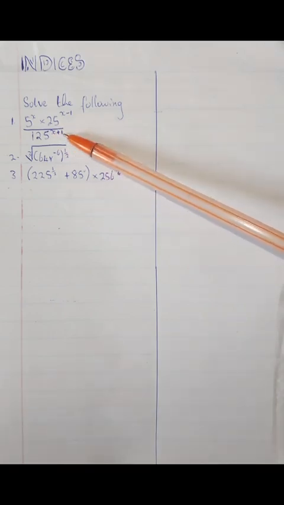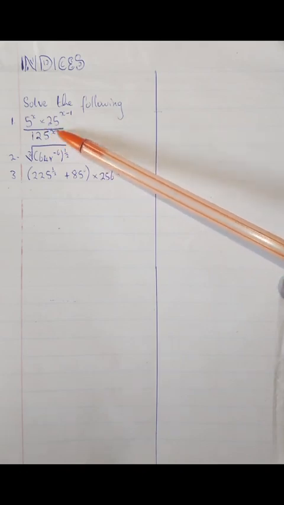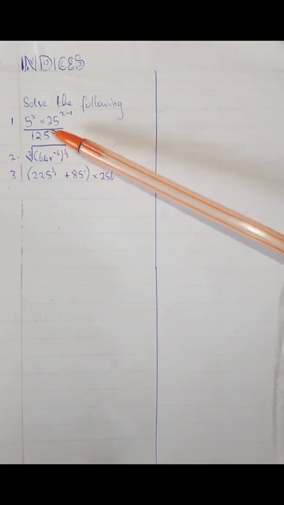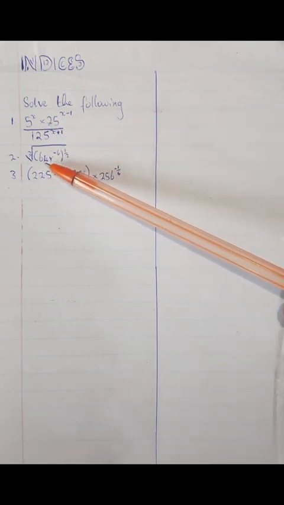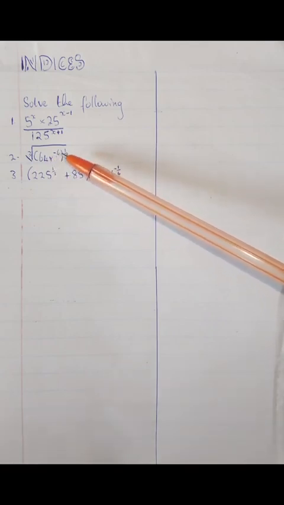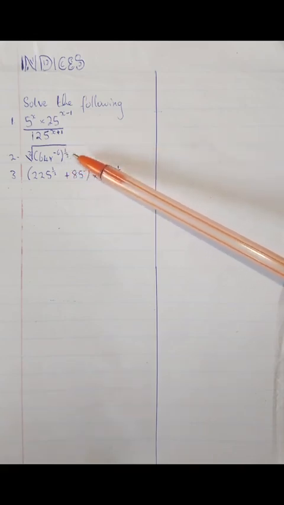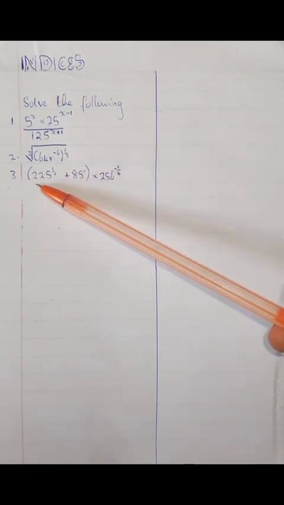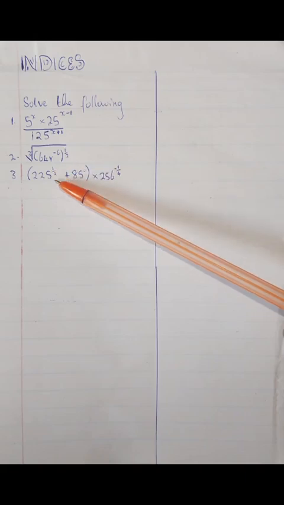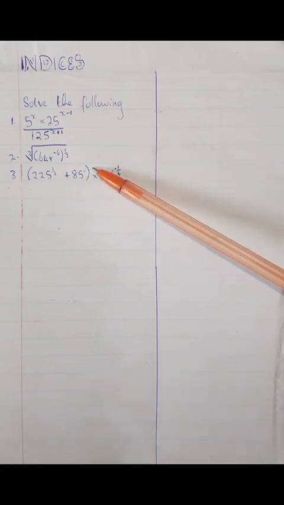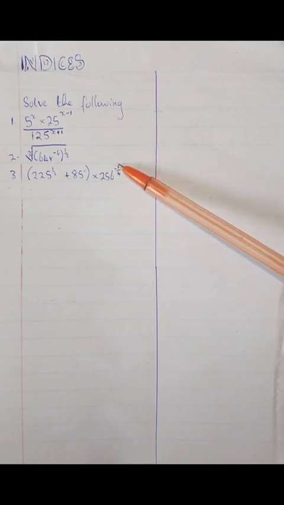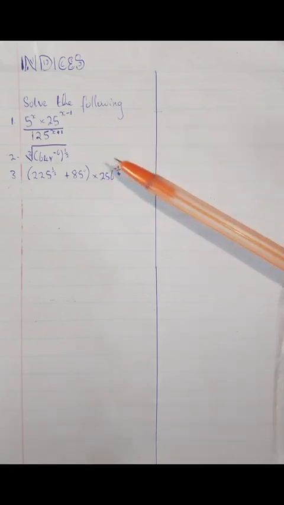Our question 1 says 5 raised to the power of x times 25 raised to the power of x minus 1, divided by 125 raised to the power of x plus 1. For our question 2, we have the cube root of 64r to the power of minus 6, all raised to the power of 1 over 2. And for our question 3, we have 225 to the power of 1 over 2 plus 85 to the power of 0 times 256 to the power of negative 1 over 4. So let's start with question 1.